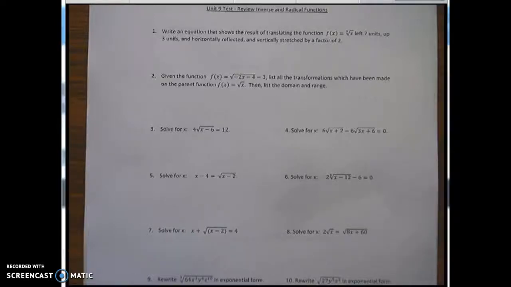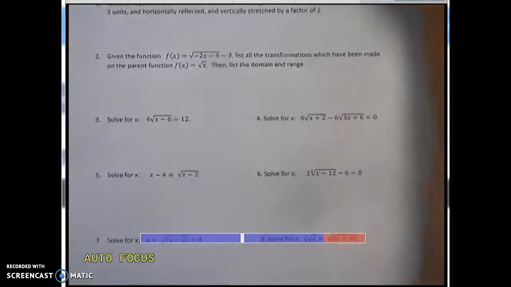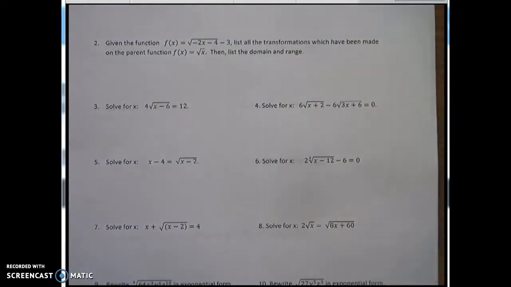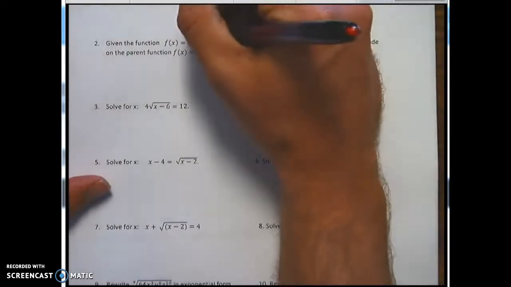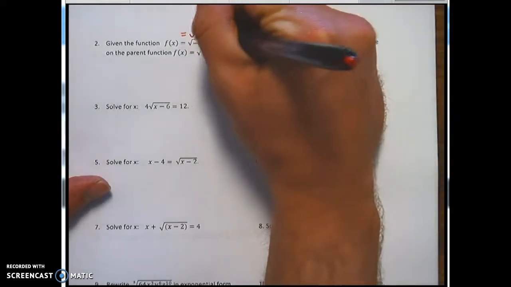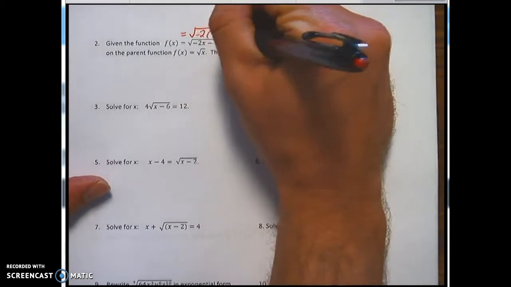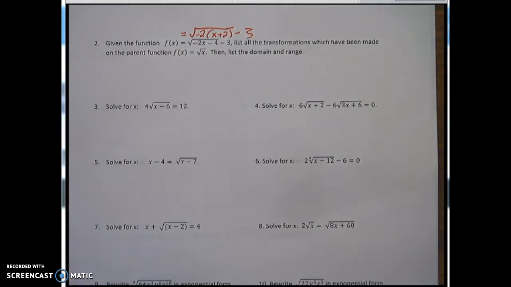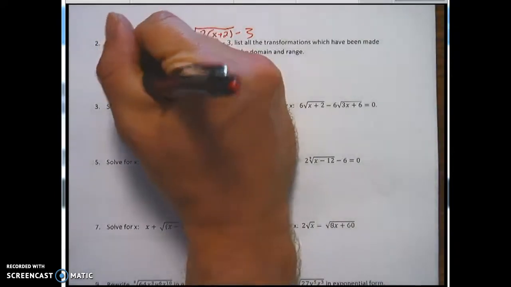So number 2 from the test review says, given the function f of x equals the square root of negative 2x minus 4, minus 3, list all the transformations which have been made, then list the domain and range. So the first thing you need to remember is that we need to factor out that negative 2. So that's going to be negative 2 parentheses x plus 2, minus 3, like that. So I'm counting 1, 2, 3, 4 transformations.